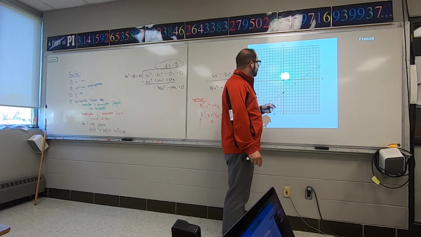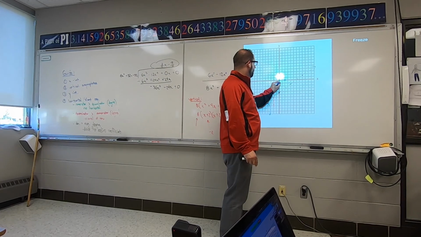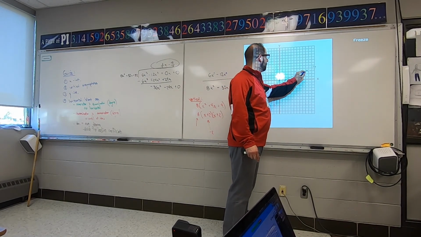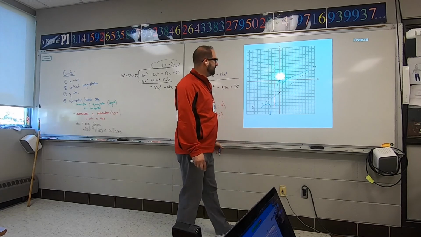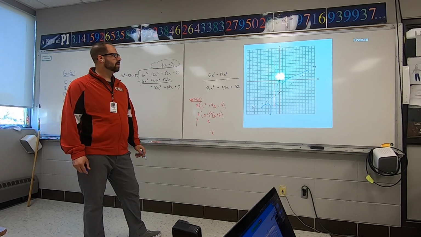Okay, slant. So how would I bounce? So it probably does something like this. What about the vertical asymptote? It probably does something like that. What about the other vertical asymptote?